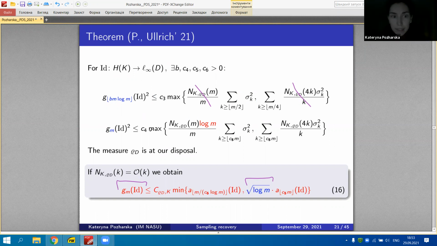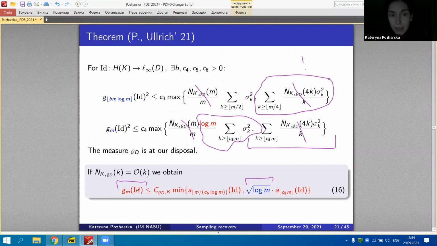Yes, if you have this n of k of order k, this cancels. We have just the sum of singular numbers. The first one begins with m over 2 and the second with m over 4, so we can take the maximum, just this one. And here we have the same sum, which begins with m, so it is less than this one. And here we have this log and sum. So we gather these two estimates and take the minimum.